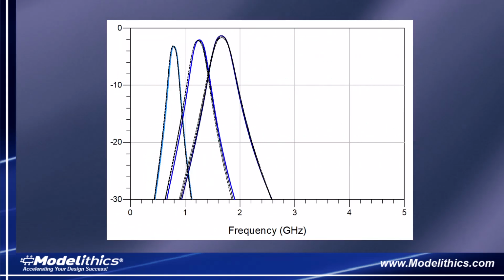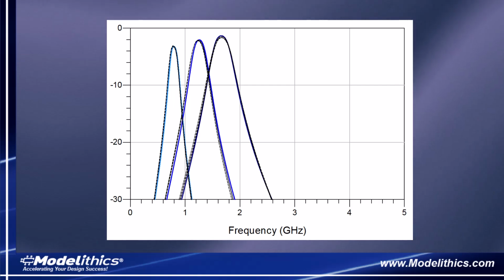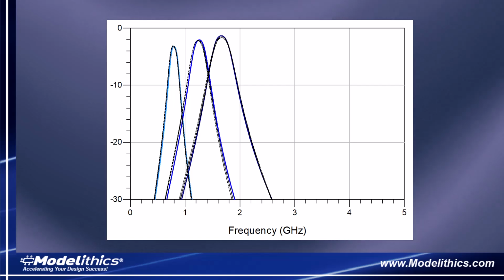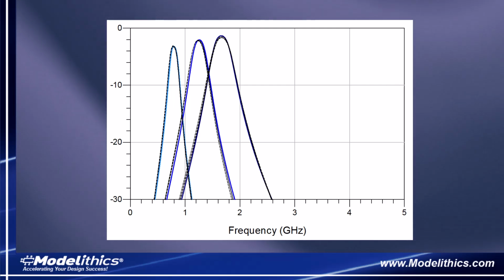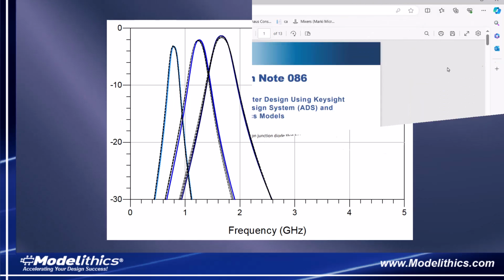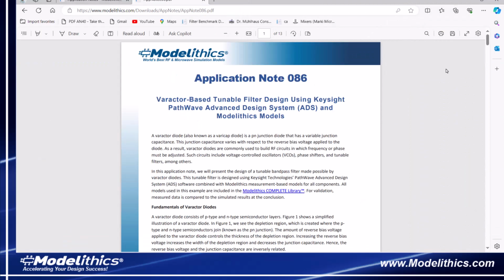And here's the frequency response for 3 different tuning voltages. The solid blue traces represent the simulated results, while the dash traces represent measured data of 3 tunable filters. We see good agreement between the simulated results and the measured data. Again, for more information, check out Application Note 86.